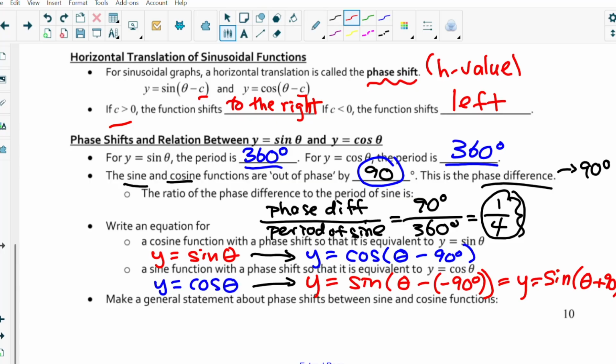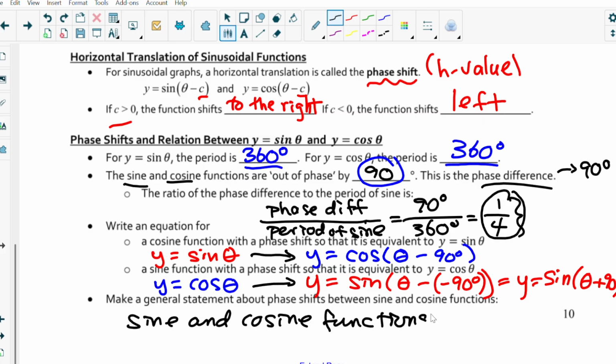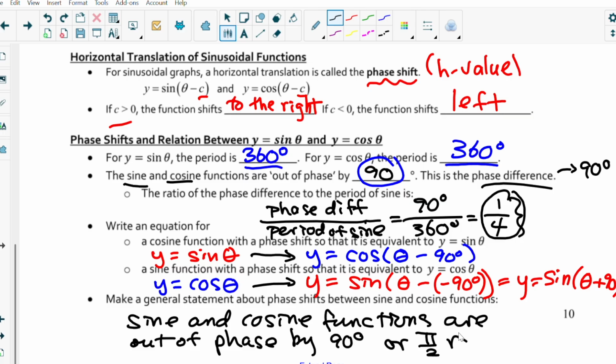Make a general statement about phase shifts between sine and cosine functions. Sine and cosine functions are out of phase by 90 degrees or pi over 2 radians. And you make the adjustment accordingly based on the c value.